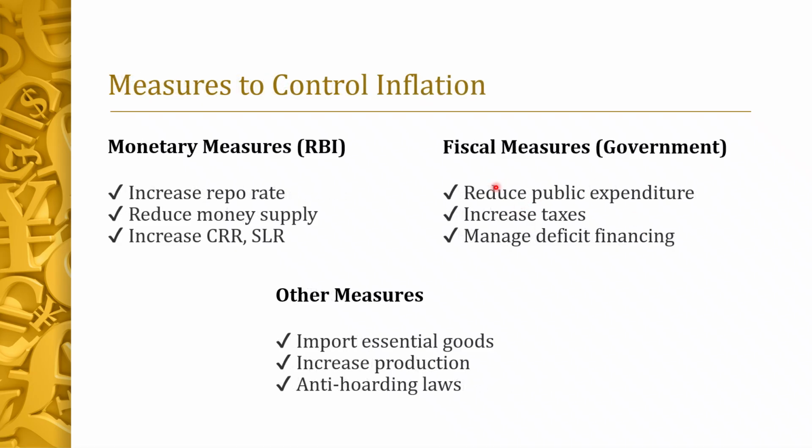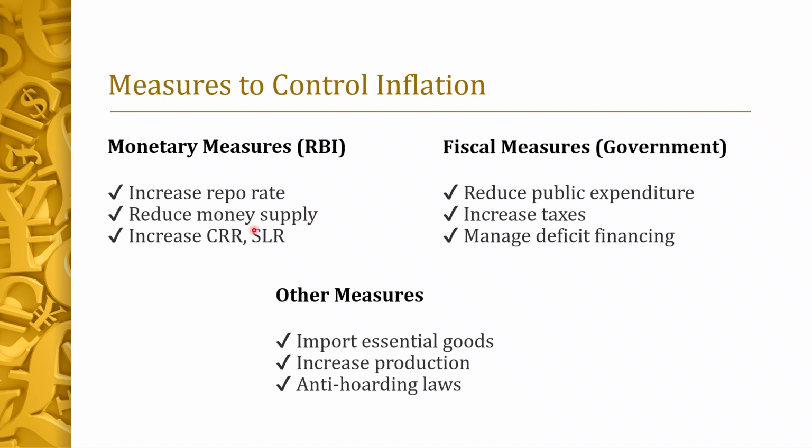Now, to maintain price stability, inflation must be controlled using various measures. These include monetary measures, fiscal measures, and other measures. Talking about monetary measures, these are controlled by the RBI, and these are the most powerful tools to control inflation. The first is an increase in the repo rate. When the RBI increases the repo rate, borrowing becomes expensive. So people spend less and inflation decreases.